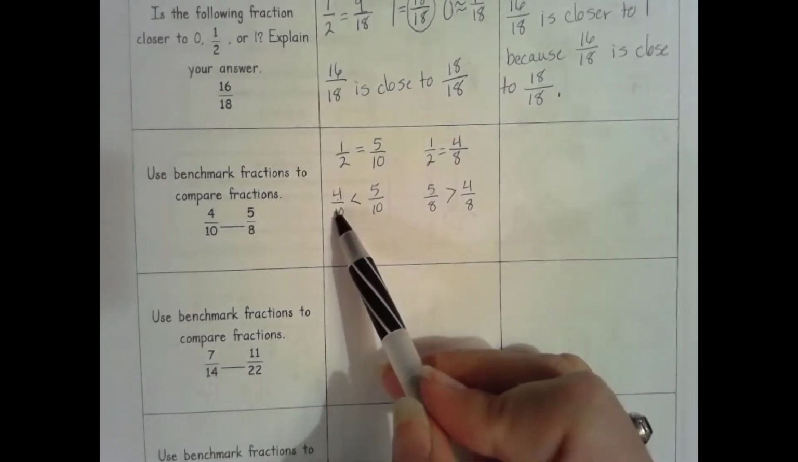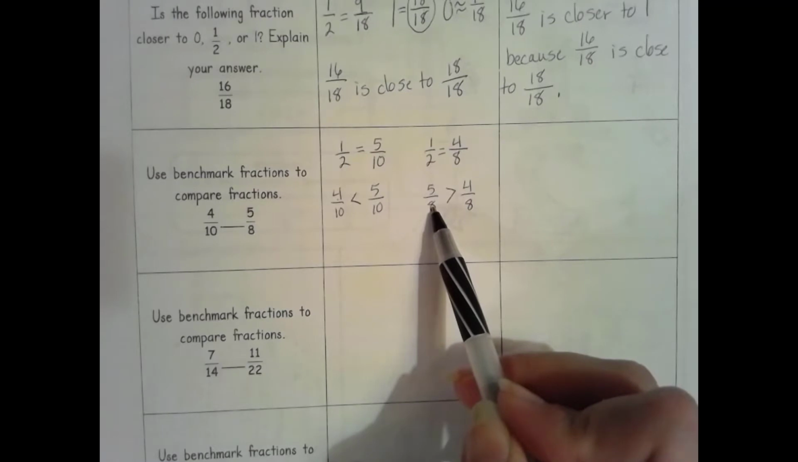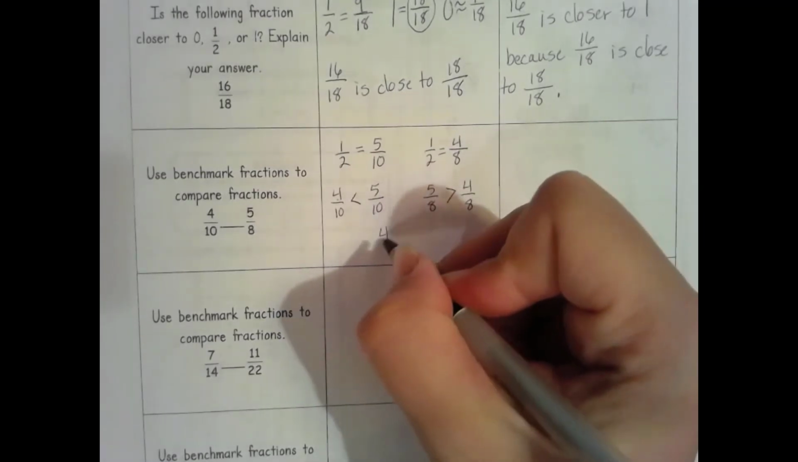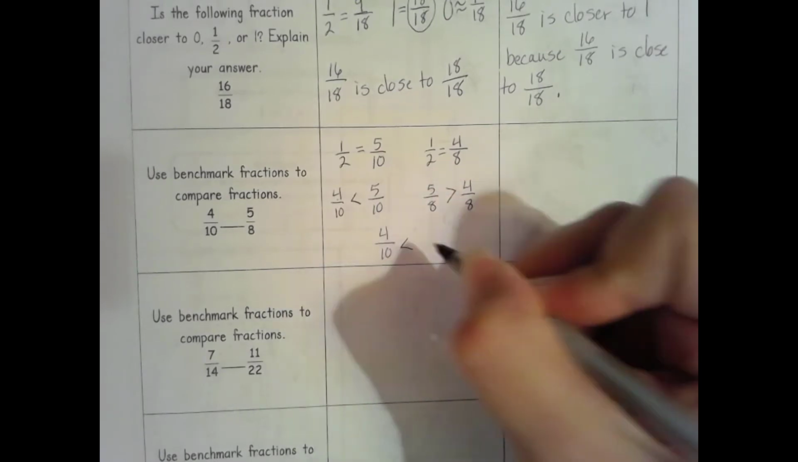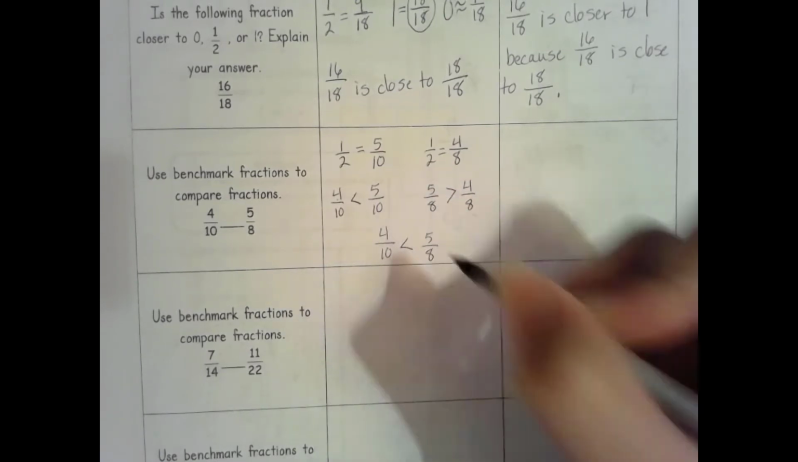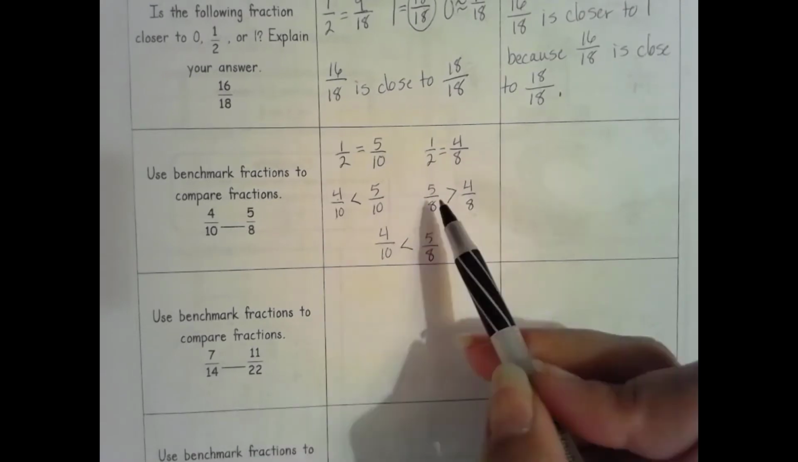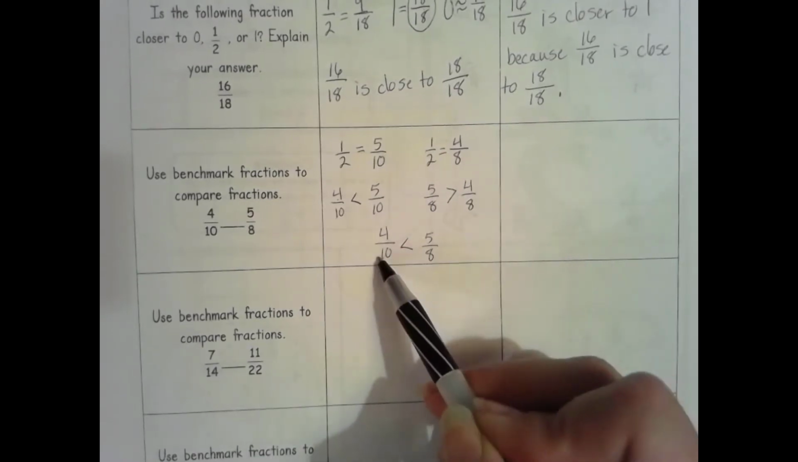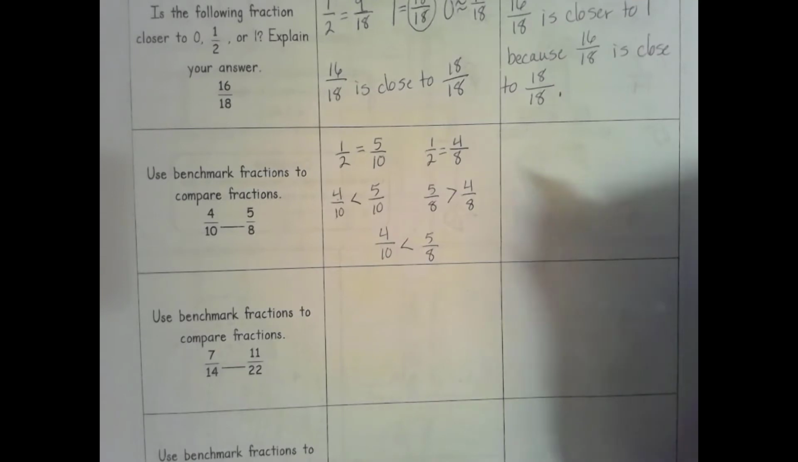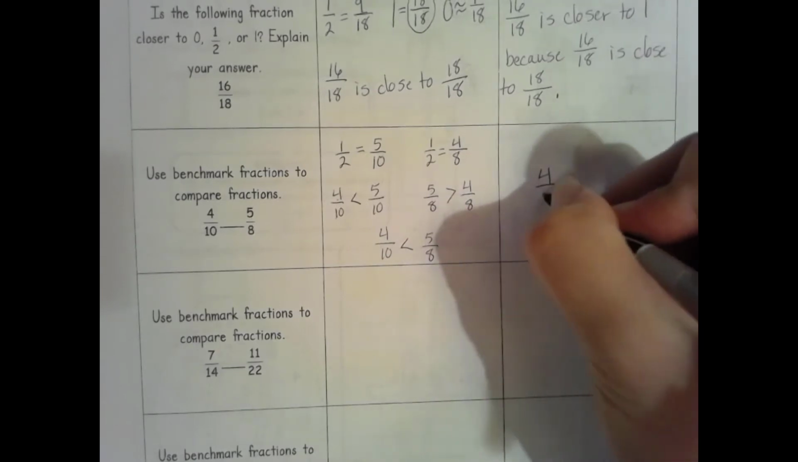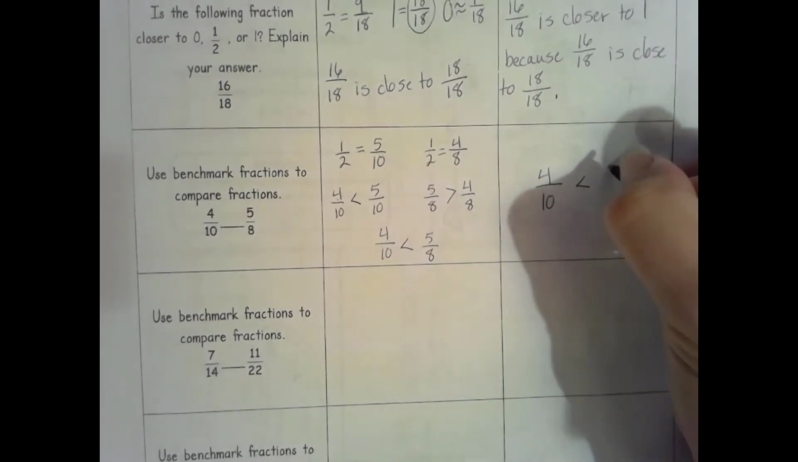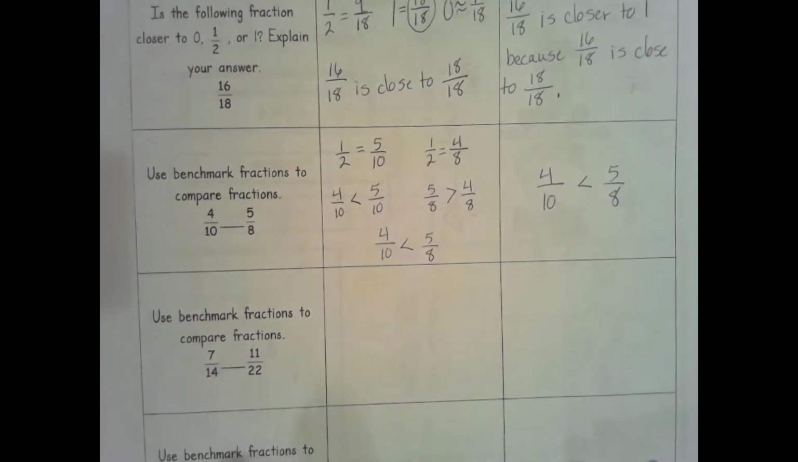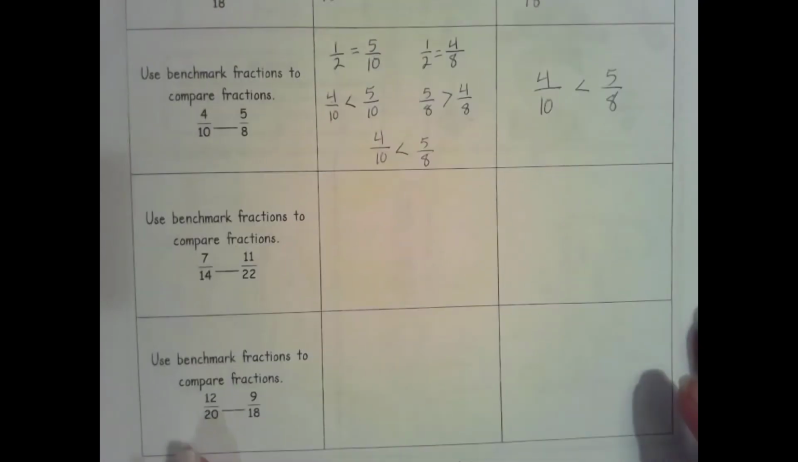If this is less than a half and this is greater than a half, that means 4/10 is less than 5/8. If this is smaller than a half and this is greater than a half, then the smaller than a half has to be less than the greater than a half, because we're comparing it to that benchmark fraction.